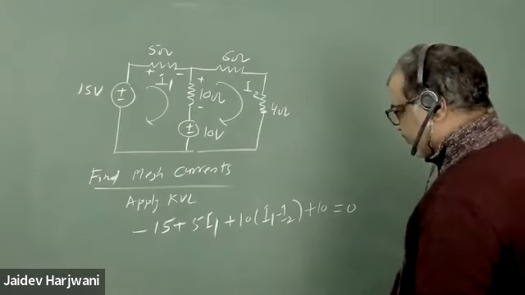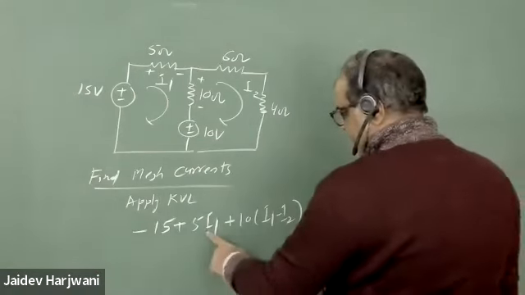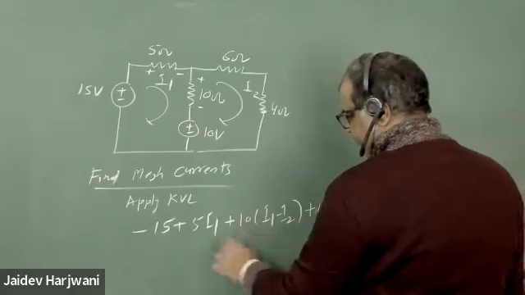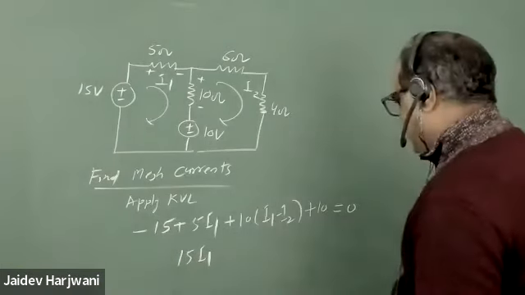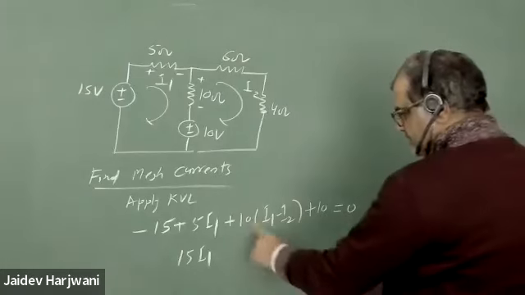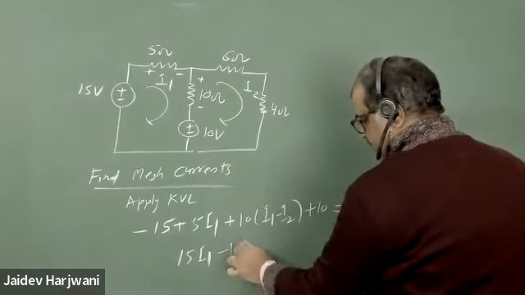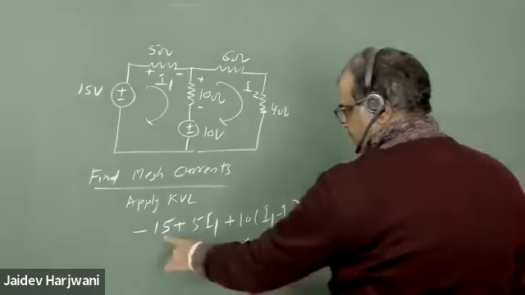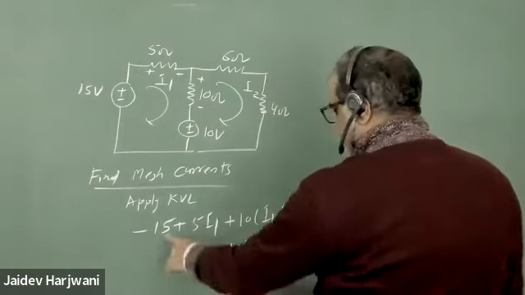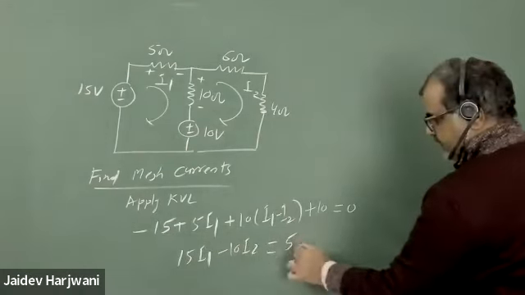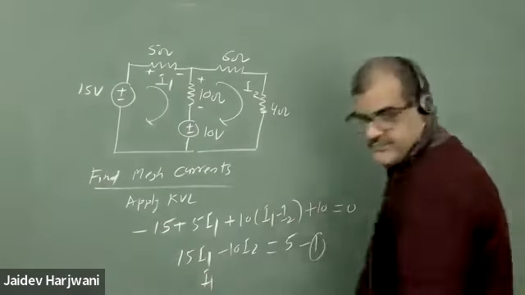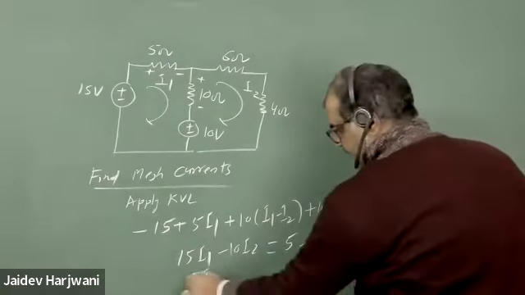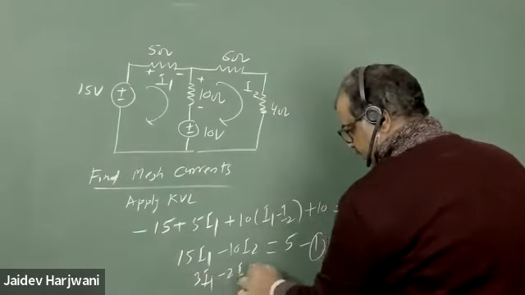So mesh 1, what you can write now? 5 I1, 10 I1, 15 I1, and I2 is minus 10 I2, equals to minus 15 plus 10, that is minus 5. This is equation 1. You can solve it. You can say 3 I1 minus 2 I2 equals to 1.